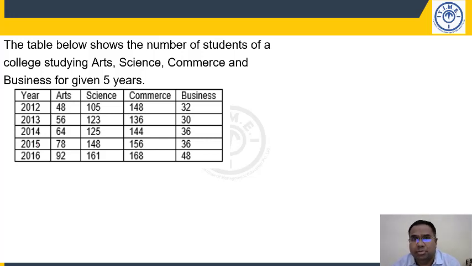So let us look at this. Before we start any DI set, first you need to read the title. This is the title, right? The table shows the number of students of a college studying arts, science, commerce and business for 5 different years. Now, before we start solving the question, let us look at 1 or 2 important points.